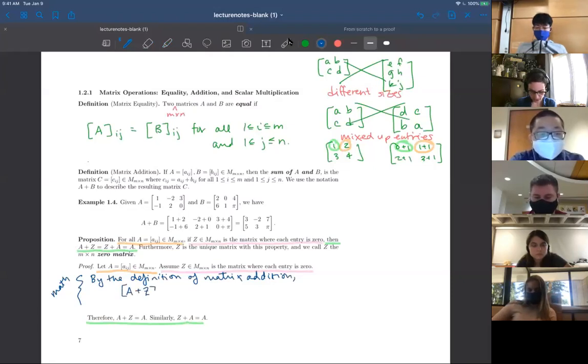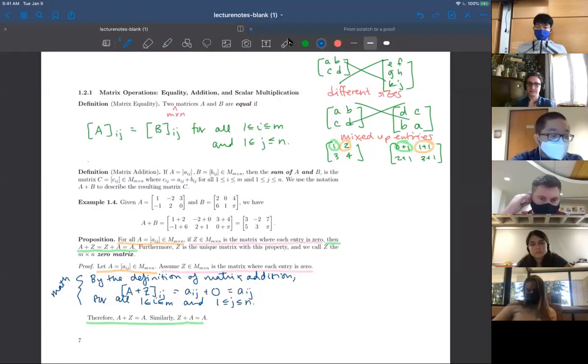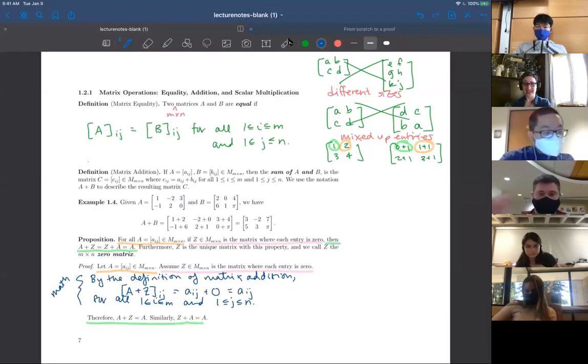the ijth entry of A plus Z is the ijth entry of A plus the ijth entry of Z. And Z, it's really easy to write down the ijth entry because it's 0. All the entries are 0. And if I take Aij and add 0 to it, I get Aij. And that is for all i between 1 and m, and j between 1 and n. And hey, that's what the definition of matrix equality is. It says A plus Z has the same entries as the matrix A.